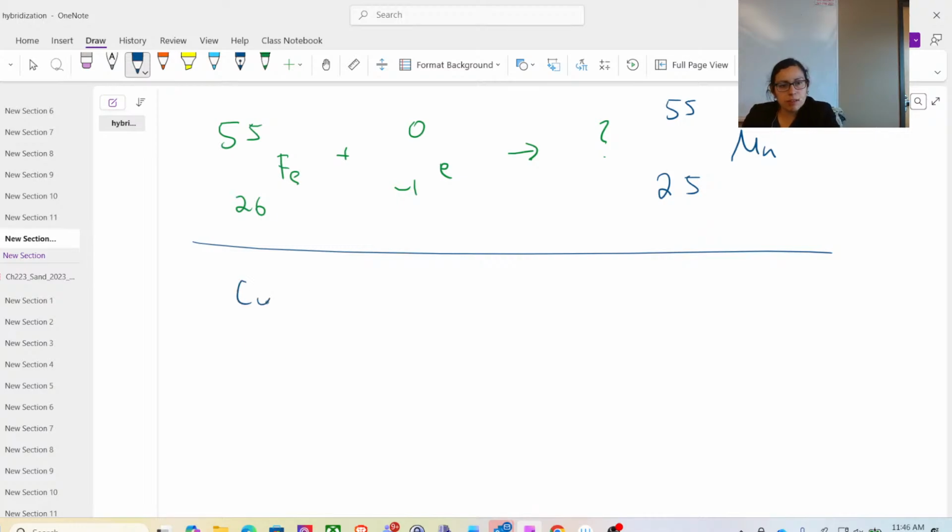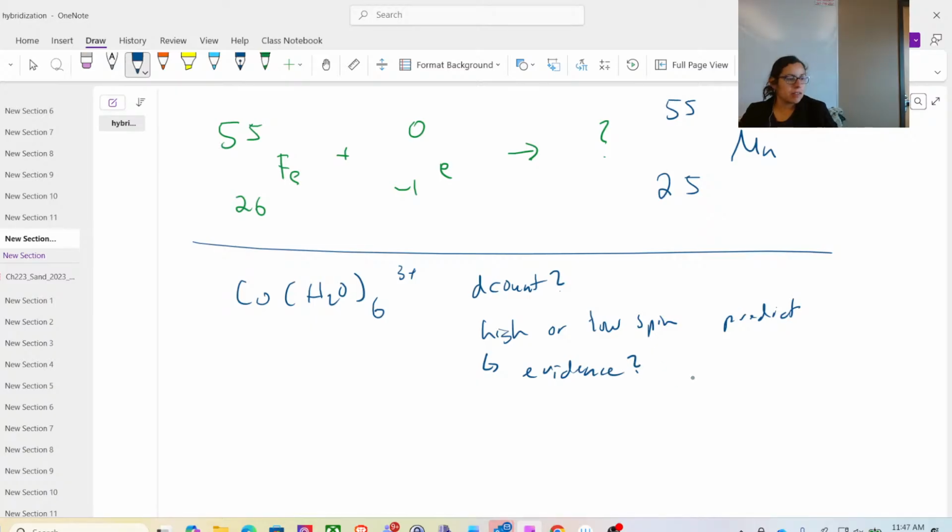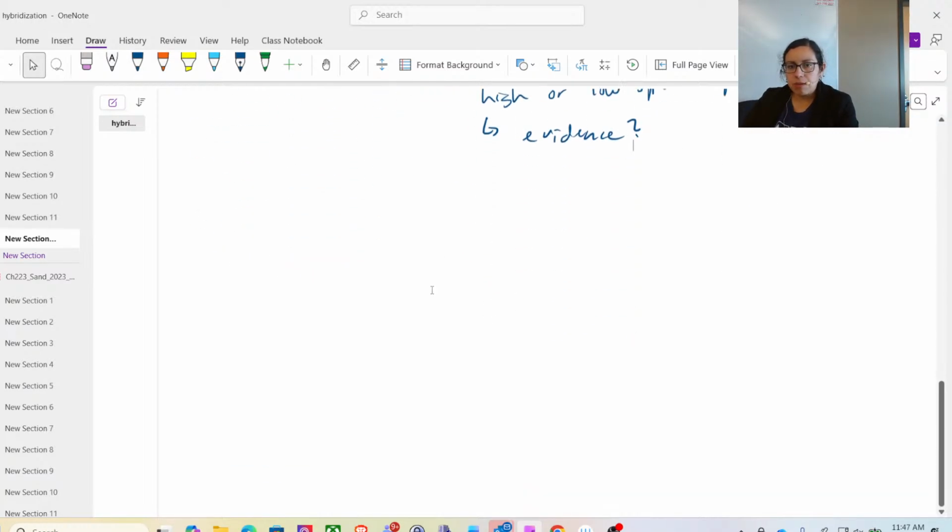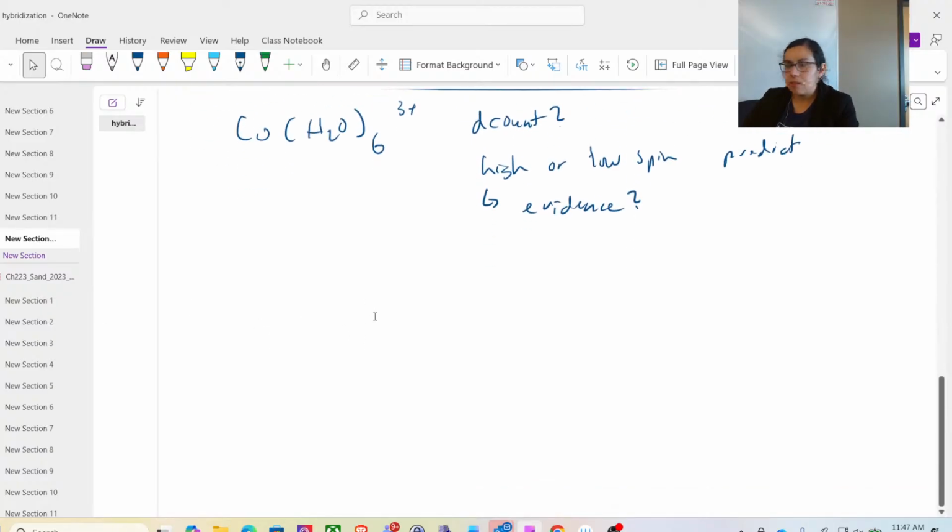But let's look at this compound. So cobalt hexa-aqua compound, 3 plus. What's its D count? And then is it high spin or low spin? What do you predict? And what other evidence is there? What's the difference between these two? I'll give people at least 5 minutes to come up with an answer and sketch something out.